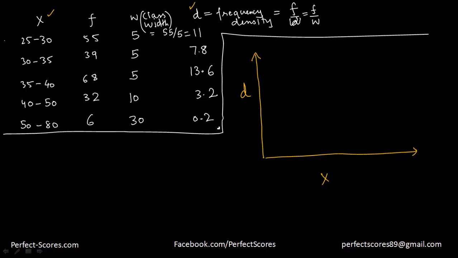Another important thing is that we have to label everything correctly. The frequency density goes from 0.2 all the way to 11. So I'm going to mark the axis starting from 0, then 2, 4, 6, 8, 10, and 12. That is going to be my frequency density axis. For the x-axis, I'm going to start from 25, so 25 till 30, then 35, 40, 45, 50, 55, 60, and we have to go all the way till 80.